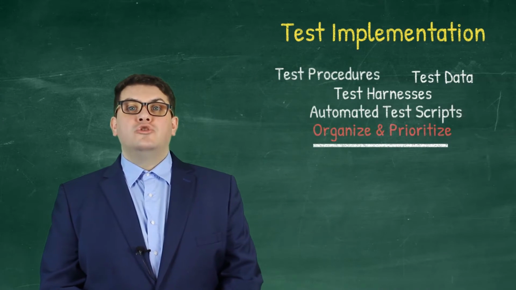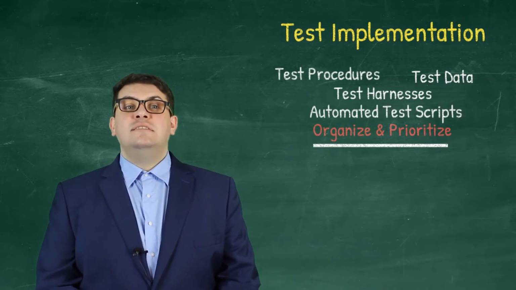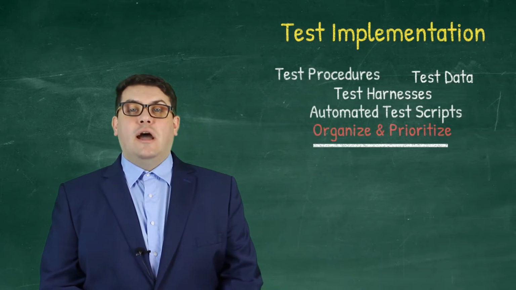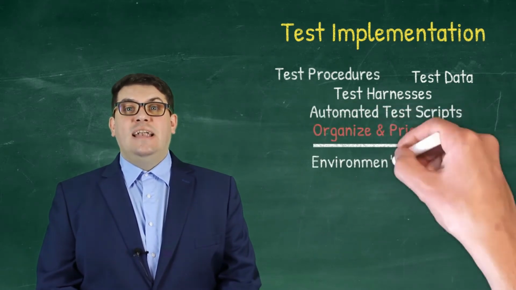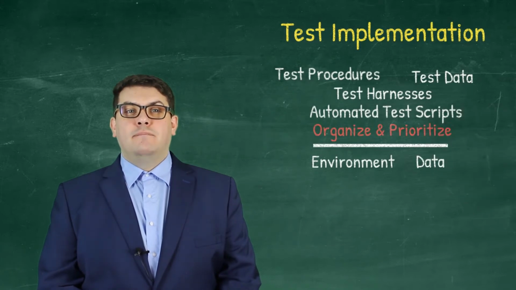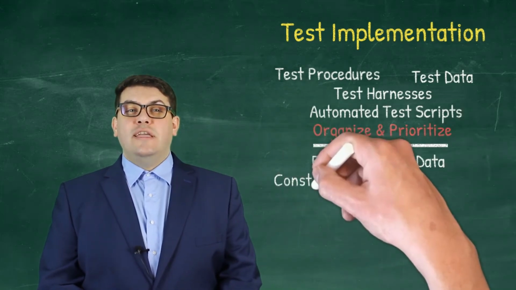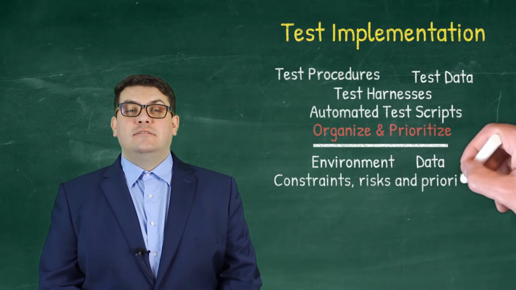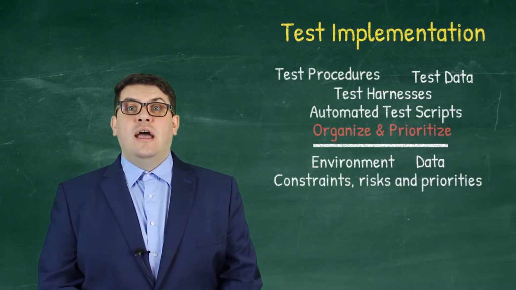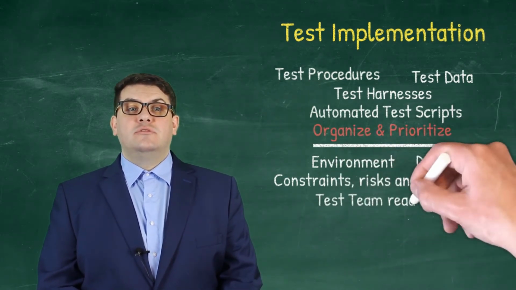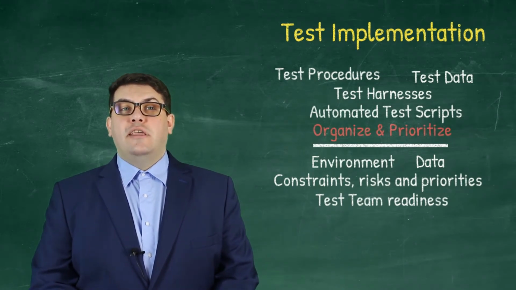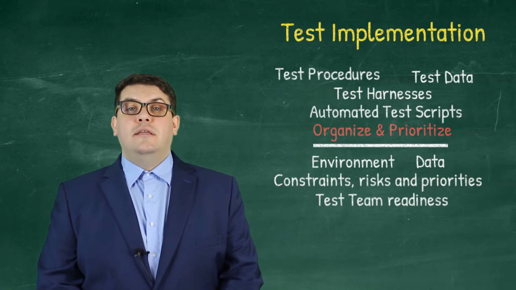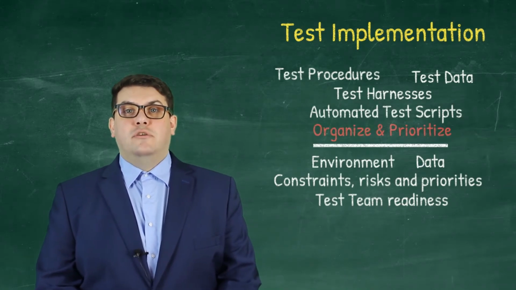Besides this, we should also consider during test implementation the following items: delivery of the test environments, delivery of test data, what are the constraints, risks, and priorities that need to be checked, the test team readiness to start test execution, and to verify if the entry criteria is completed in order for us to kick off test execution.